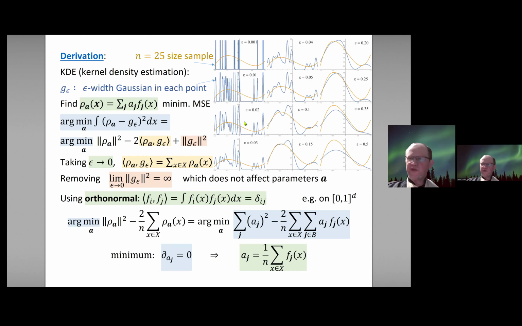Okay, so very briefly, there's the derivation. So we take the sampler, so G epsilon is a sampler with kind of density estimation with epsilon. Here is our, let's say, polynomial linear combination. So we would like to optimize its parameters. So we take this minimum. So it turns out we should go to epsilon to zero. This term goes to infinity then, but you can skip it. So doing so, and assuming orthonormality, then we get this very simple estimation that the given parameter is just the average over the sample of its value function.